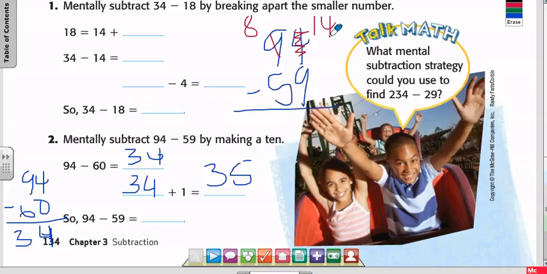Because I'm adding the 10 that I took from 9, I'm adding it to the 4. So 10 plus 4, I get 14. And 14 minus 9 is 5. Okay, and then 8 minus 5 is 3. So I did get 35. So you could do it this way here, or you could subtract mentally. So 94 minus 59 is actually 35.